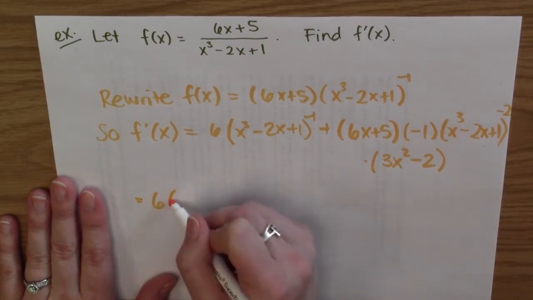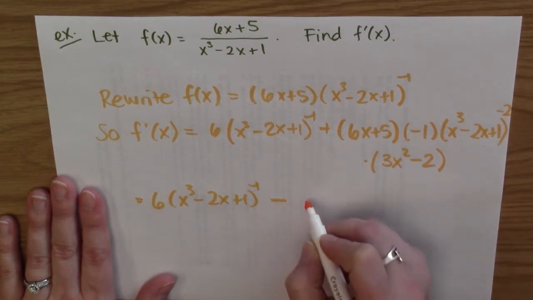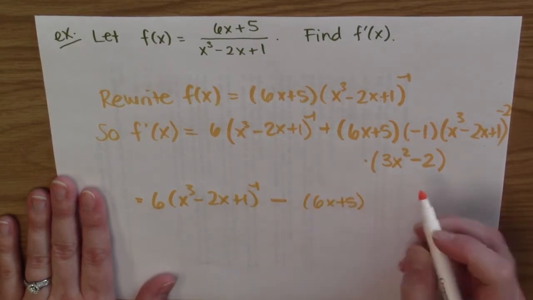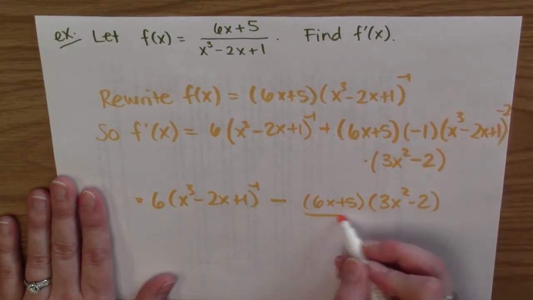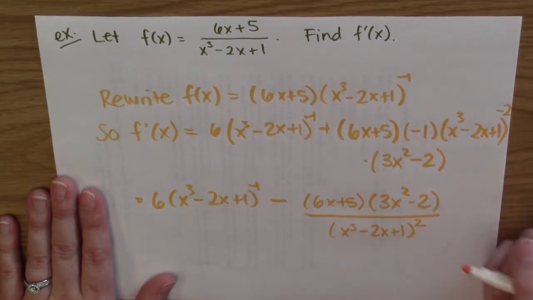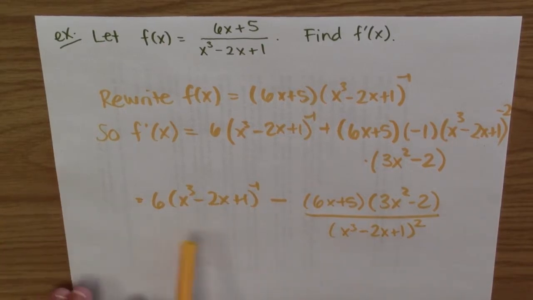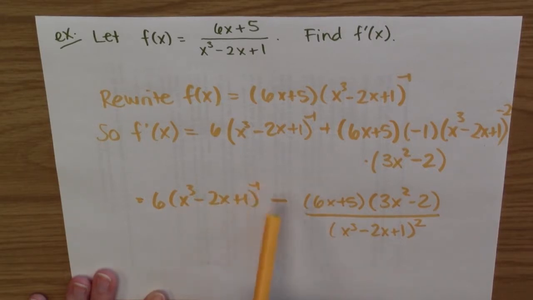So this is 6 times x cubed minus 2x plus 1 to the -1 power minus 6x plus 5 times 3x squared minus 2, and this guy here is all to the -2 power, so I could put him in the denominator. X cubed minus 2x plus 1 squared in the denominator. All right, so now I probably want to combine these things together. This is starting to look a little bit like the quotient rule. But I have to make this thing into some kind of denominator of this with the second power. Well, luckily, these terms are the same, and this is to the first power in the denominator.